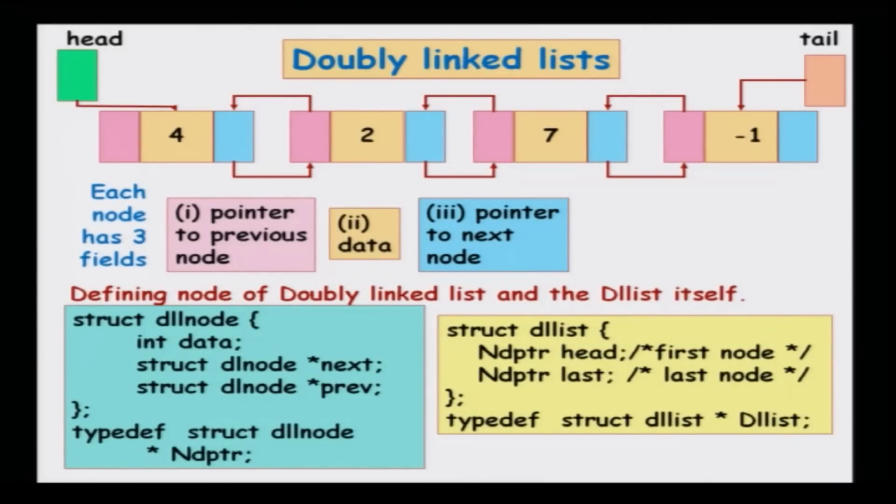So, in a doubly linked list, each node has two links, one to its previous node and another to its next node, and the list itself has two pointers, one to the beginning of the list called the head and another to the end of the list called the tail.